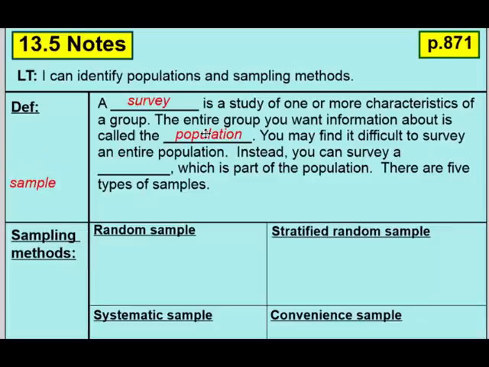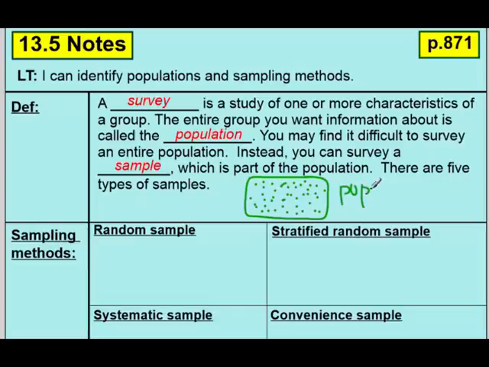You may find it difficult to survey an entire population, so instead you can survey something called a sample, which is part of a population. And there are 5 different types of samples. To give you a pictorial example of what these words mean, let's just say in this rectangle here I have my population. Population is all these people. It could be the population of Skyview students, population of Oakdale, Minnesota, population of Minnesota, who knows, okay? So the entire box is the population.